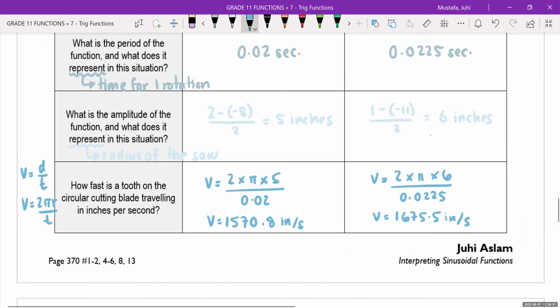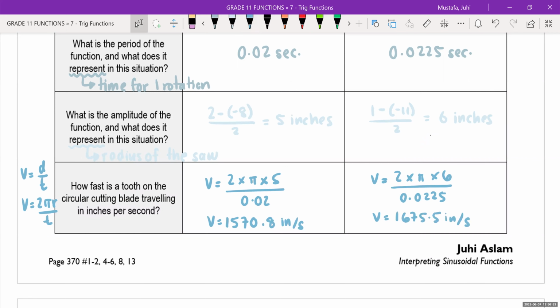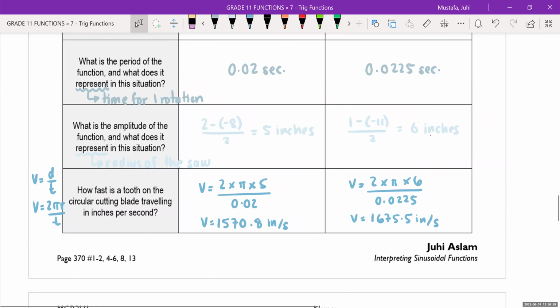There's nothing on the next page. And then I'm just going to point out your homework, which is the bottom right-hand side of the page.